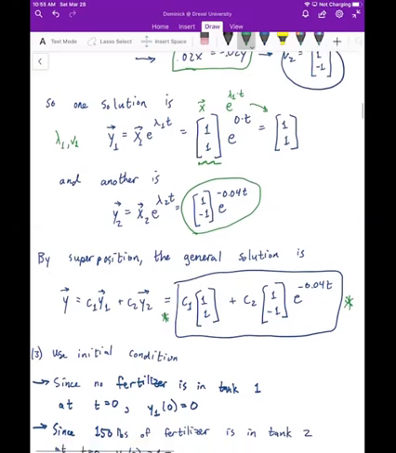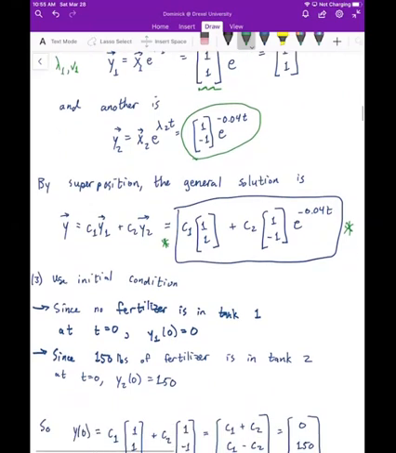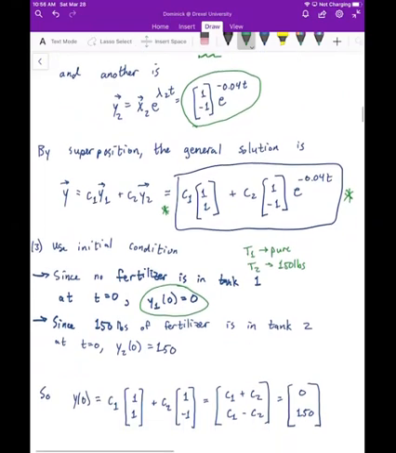So now we can use our initial condition, which again depends on the information where they told us that tank 1 was pure at first, and that tank 2 had 150 pounds. So at time 0, y1 doesn't have any fertilizer, so y1 of 0 equals 0. And for our second tank at time 0, we started with 150 pounds, so y2 of 0 is 150.